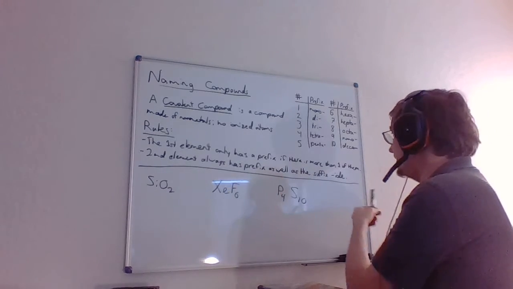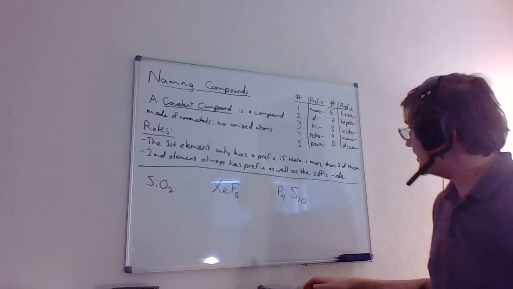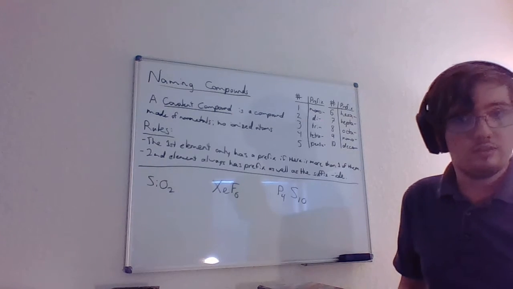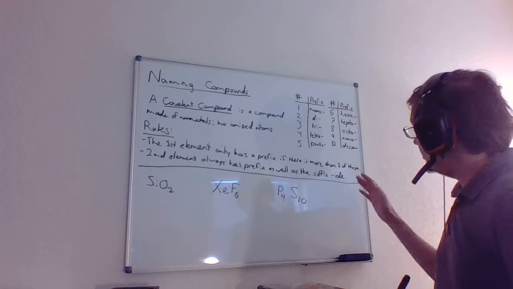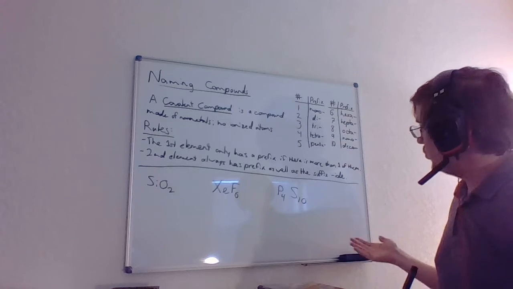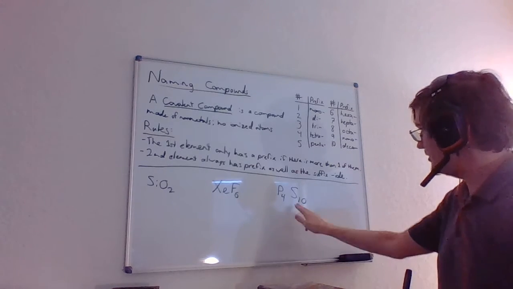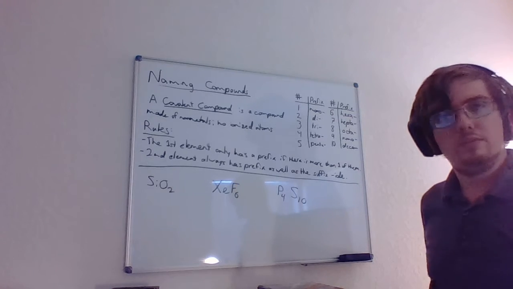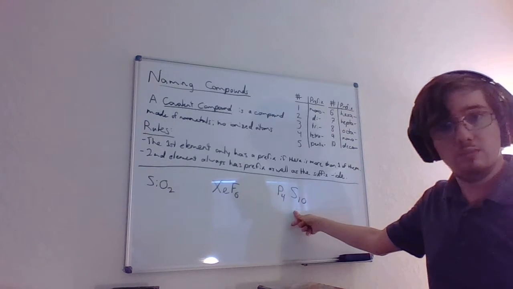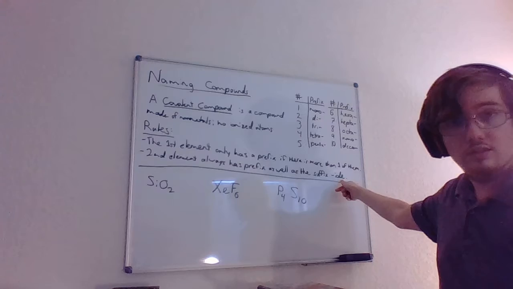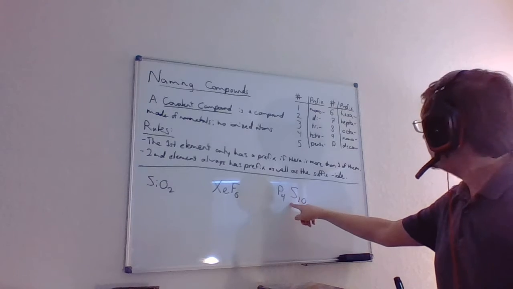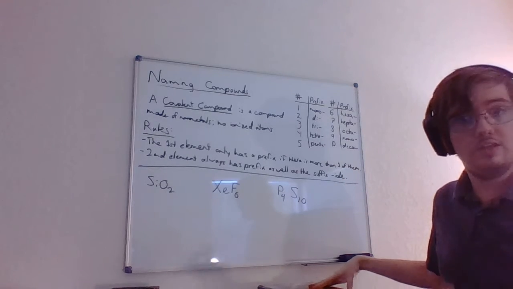Now, let's look at the second element. In the case of the second element, there will always be a prefix, regardless of if there's only one or not. But it also has the suffix "ide." So, what that would look like is, let's take this sulfur for example. It's going to have a prefix, but instead of sulfur, because it's the second element, we would call it sulfide. So you just replace the last bit of the final element, the second element, with an "ide." And then that's how you'd name your compounds.